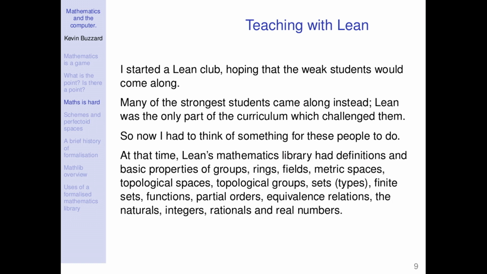And what did we have? We've got this new theorem prover, Lean. And this is the kind of thing it had in the library. It had definitions of groups, rings, and fields, metric spaces and topological spaces, topological groups, because a computer scientist had heard that there was such a thing. So we just sort of typed the definition in off Wikipedia. And they had sets, except they were called types. They had finite sets, functions, partial orders, equivalence relations. Great, I'm teaching them naturals, integers, rationals, and just the month before, they had defined the real numbers. So that was where we were.